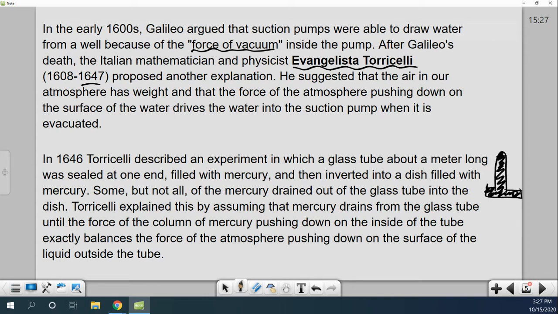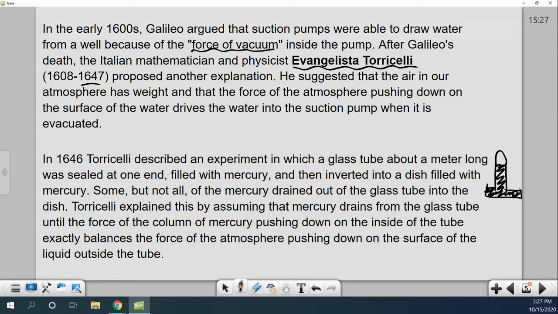And what he noticed was some, but not all of the mercury drained out. So a little gap formed at the top of the test tube as some mercury drained, but the whole thing didn't empty. There was a bunch of mercury left in the tube. So he's basically disproving the force of vacuum theory. He's like, look, there's no suction here. There's no pump. There's nothing here that should be holding this mercury up, so it should fall, according to Galileo.